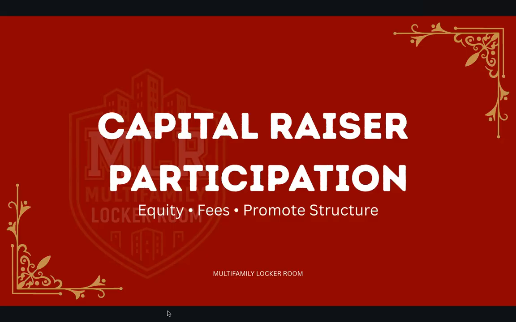In this session, we're going to walk through some of the most important elements of our investment structure, specifically how equity is shared, what fees look like, and how our promote structure is designed. By the end, you'll have a clear understanding of how these components work together to create a win-win for both our investors and our partners. So we're excited to share this with you. So let's go ahead and dive right on in.